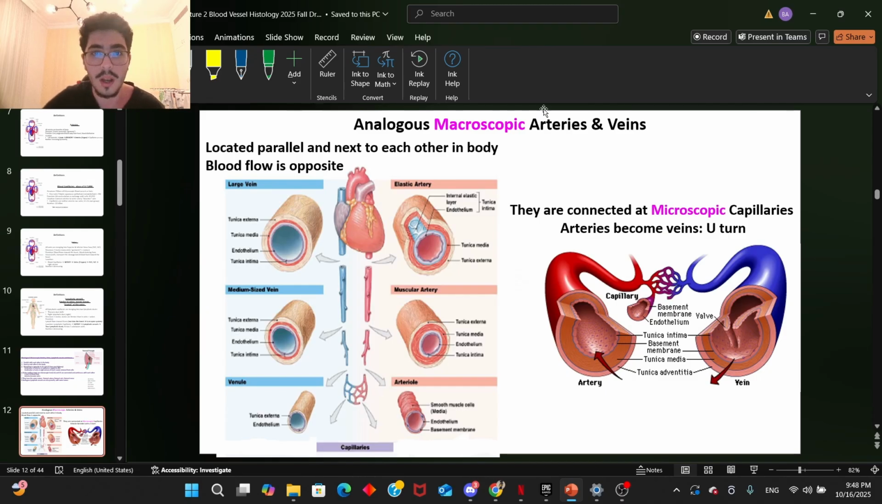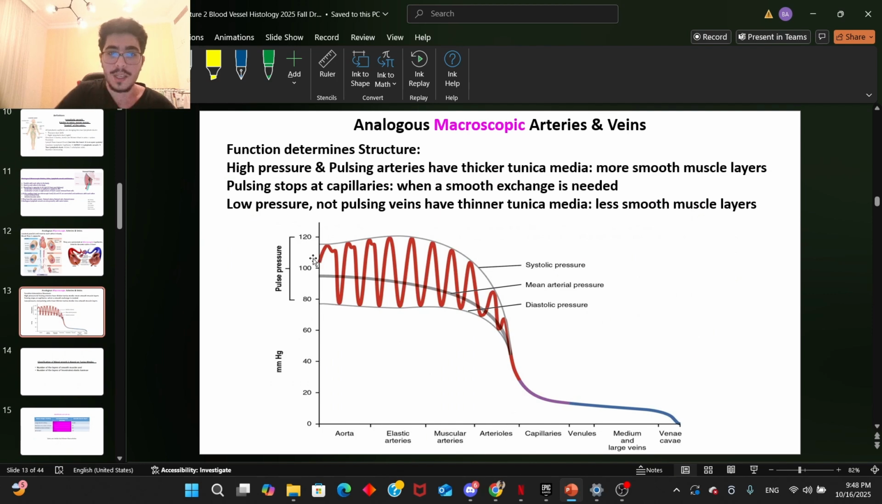Not really important there. This is just a microscopic view of the veins. And here you can kind of see the three layers, right? Tunica intima, tunica media, and then tunica externa. Okay, we're going to talk about them in more detail later. This next part is pretty important, but not that important.